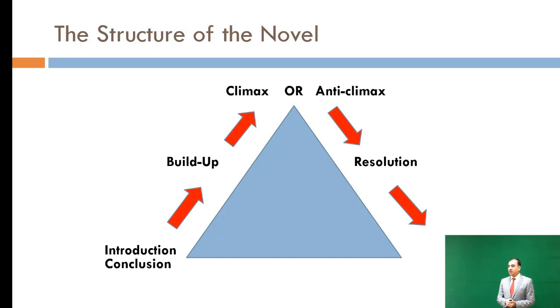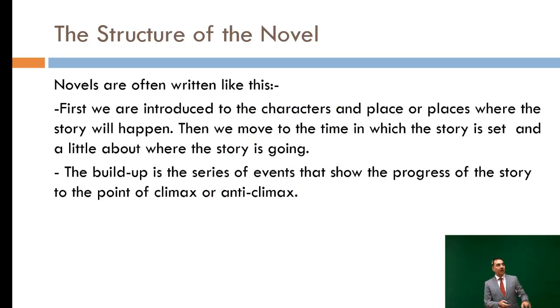The structure of the novel. The structure of the novel is the second element of the novel, and it is too important. Most, if not all, novels start with such a kind of structure. We have introduction, build-up, climax or anticlimax, resolution, and conclusion. And it is ended with a conclusion. Novels are often written like this.